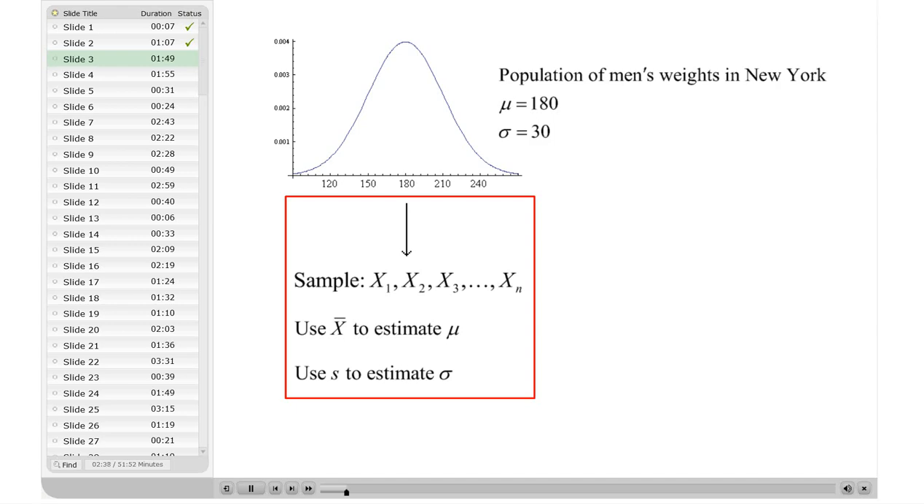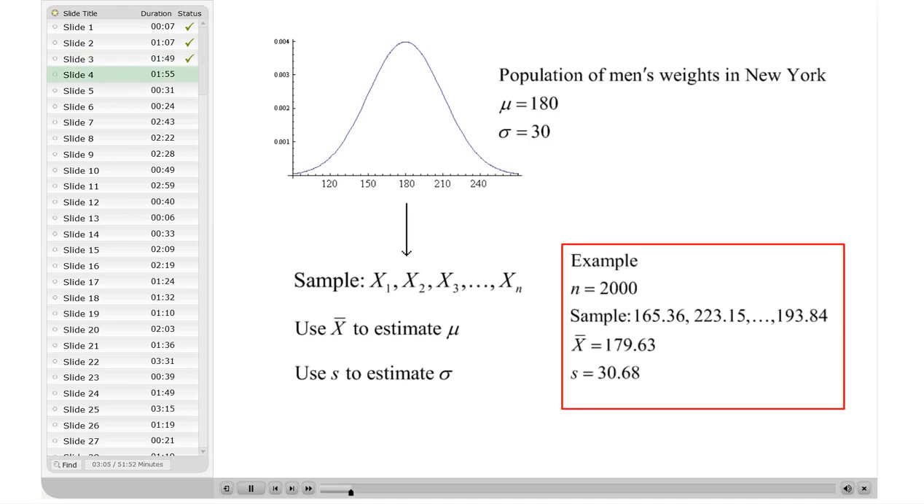So again, in this example, we know that mu is 180 and sigma is 30, but that's not very realistic. In a more realistic example, we don't know the population mean. We don't know the population standard deviation. And so in order to estimate those, we're going to take a sample, we'll calculate the sample mean and use that as our estimate for the population mean, and we'll calculate the sample standard deviation and use that as our estimate for the population standard deviation. Here's an example that shows that in action.